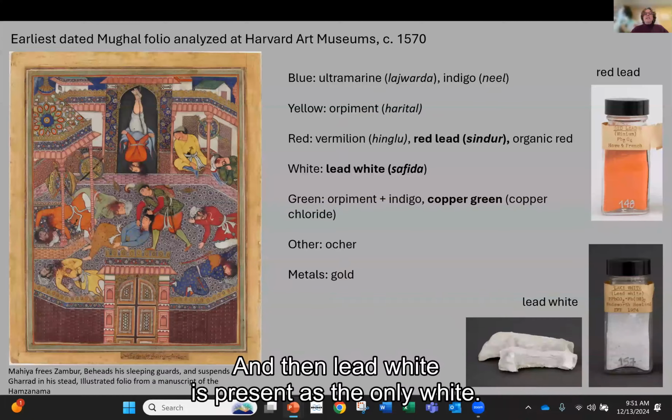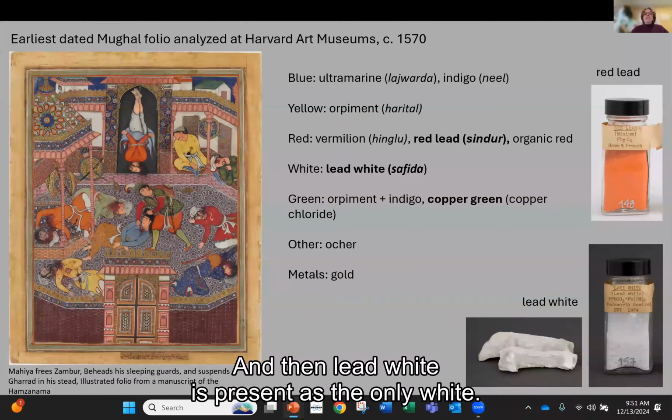There's extensive use of copper green, probably a copper chloride, but because we couldn't take a sample, we couldn't fully characterize the type of copper chloride. And orpiment and indigo are widely used for these kind of darker, duller greens. And I've shown here just some examples of lead white, which tends to be a synthetic pigment, and then red lead, and you can see its more orangey appearance.